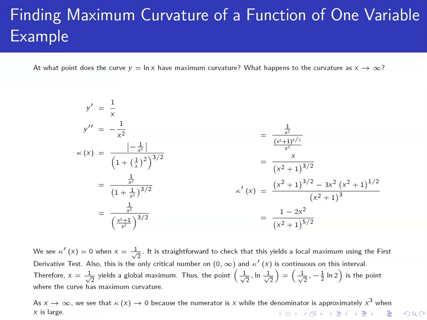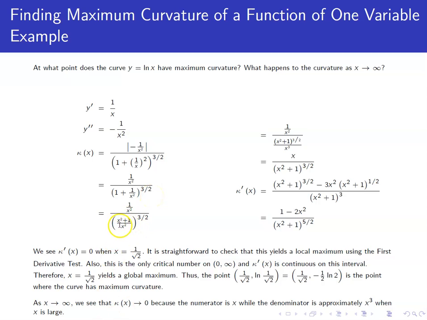Alright, so if we're going to figure out when it has maximum curvature, we need to calculate the curvature function to start with. So we take the first derivative, which is 1 over x, the second derivative, which is minus 1 over x squared, and plug it into our curvature formula. The absolute value will take away the negative sign in the numerator, so we're left with 1 over x squared over 1 plus 1 over x squared to the 3/2 power.